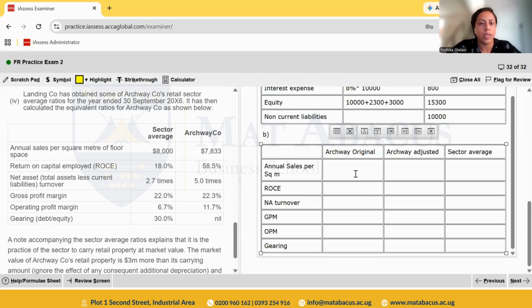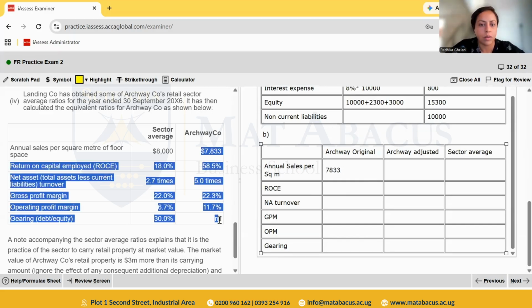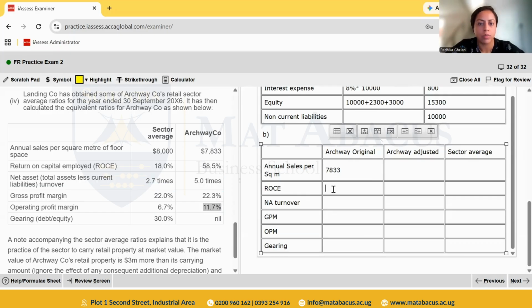Okay, so let's paste the original figures there first. 7833. Can I copy this? Oh, it's giving me the whole thing. Sorry, my screen is not being so friendly, so I'm just going to type it out. 58.5%, 5 times, 22.3%, 11.7%, and nil. As adjusted, we're going to have to calculate.